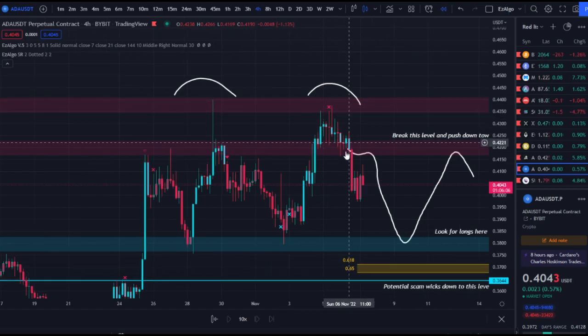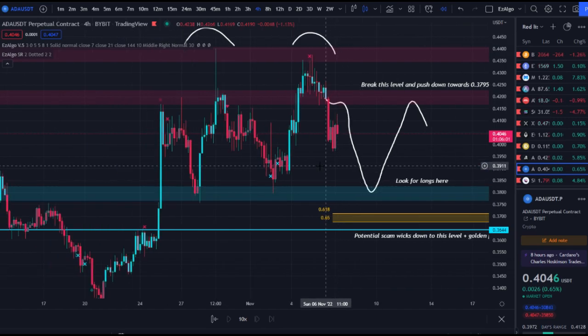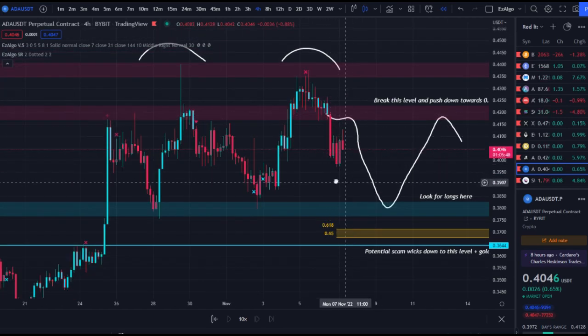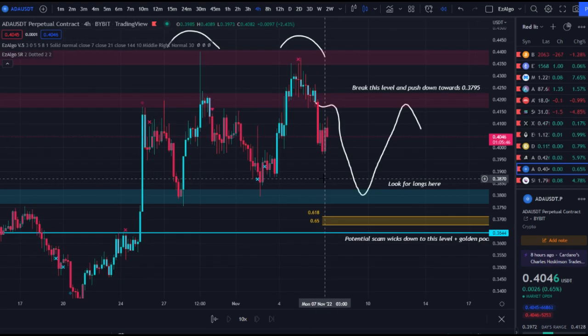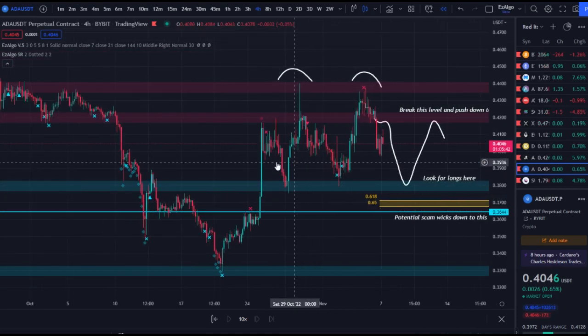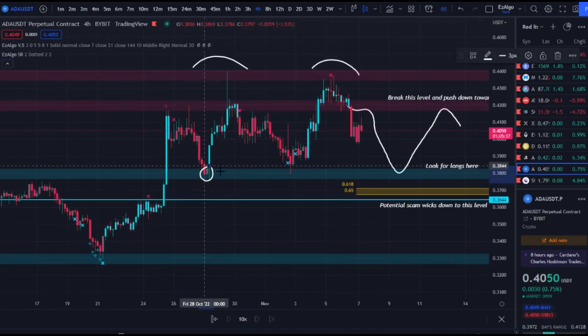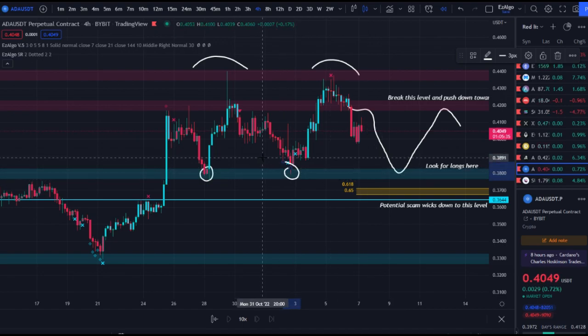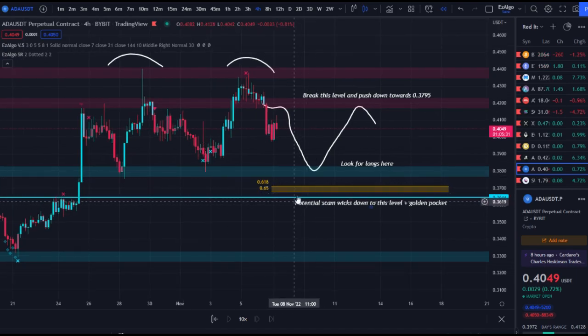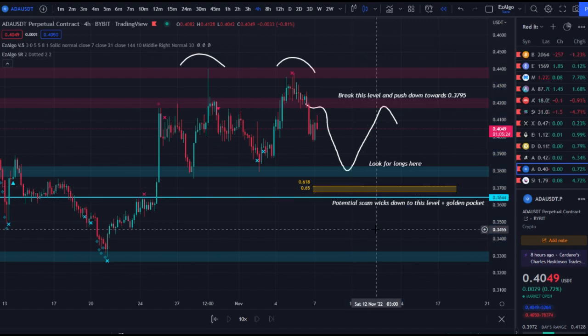We have this double top here on ADA, and here is a long zone, right? Broke down below this previous support level and is now coming down. I'm looking for longs at the support level. And the reason being is that it's a support on the 4-hour time frame, and you can clearly see we've got rejected once, twice. This would be setting up for a nice triple bottom. And if there was some scam wick down to this golden pocket here, I would be willing to take that long position as well. Maybe set a limit at 0.618, something like that.